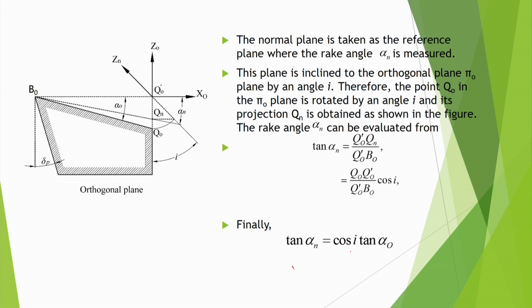That means the orthogonal rake angle is reduced by this relation. The normal rake angle becomes cos I times tan alpha 0. If I is suppose 90 degree, that means tan alpha n becomes 0. But I of 90 degree will never be there. Generally the inclination angle is 5 degree, 6 degree, of that range, but I can be 0. That means it is orthogonal cutting, no inclination angle is there. In that case tan alpha n will be the same as tan alpha 0. So this relation also has come.